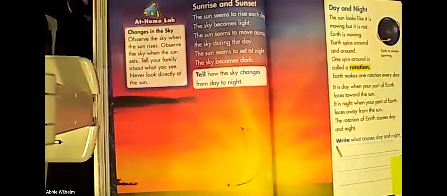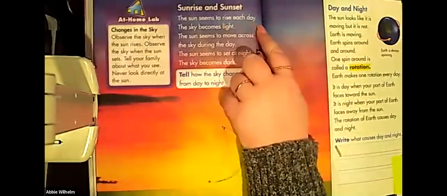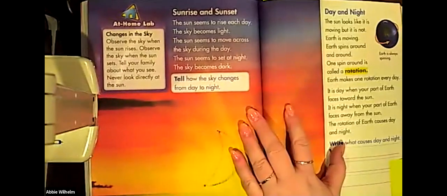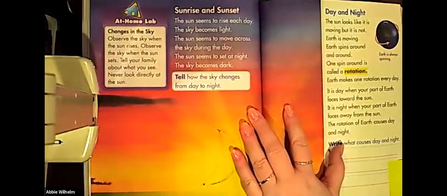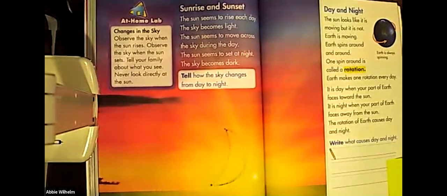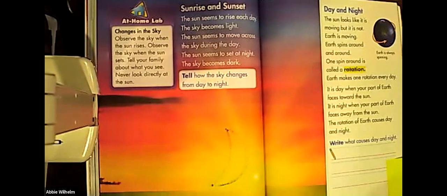Whoa, that is a beautiful sky. Sunrise and sunset. The sun seems to rise each day. The sky becomes light. The sun seems to move across the sky during the day. The sun seems to set at night. The sky becomes dark. So the question says, tell how the sky changes from day to night.